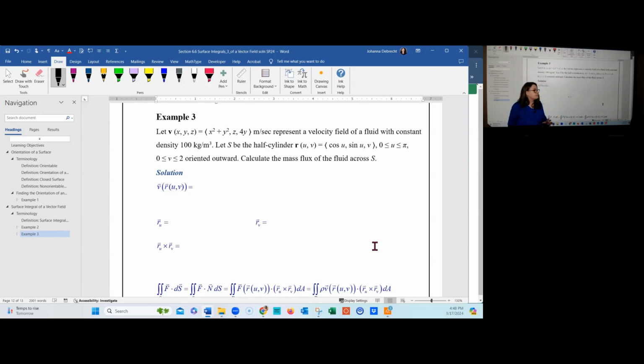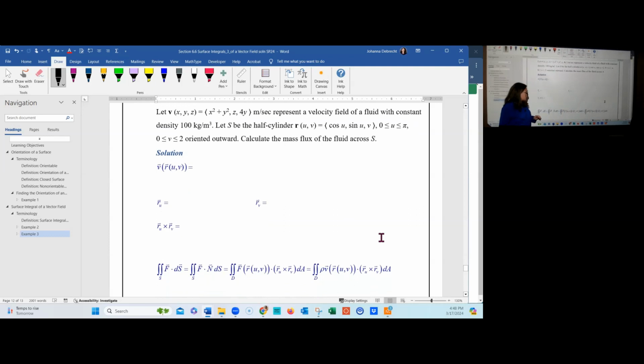In order to do this, because it is parameterized not as x comma y comma f of x and y, but instead in terms of r of u and v, we will want to use the other form of the flux integral, which is the vector field parameterized by r of u and v, dotted with a normal vector, r sub u cross r sub v, evaluated in a double integral over the parameter domain, where u varies from 0 to pi and v varies from 0 to 2.